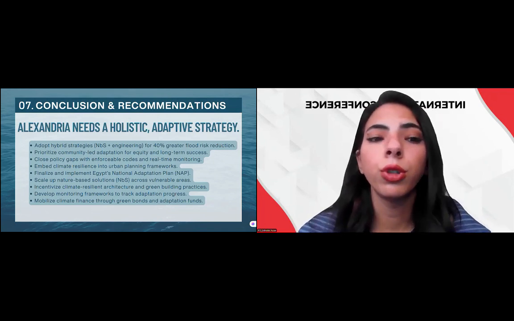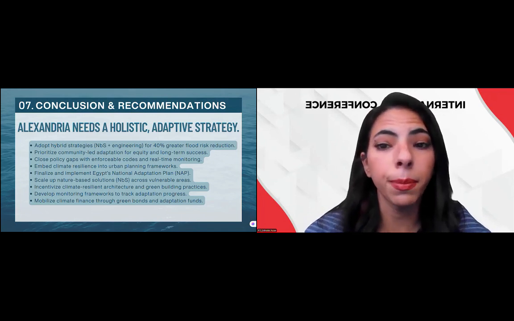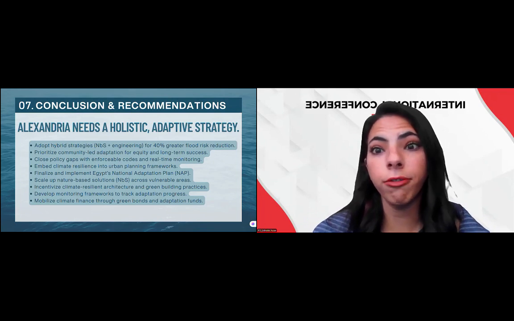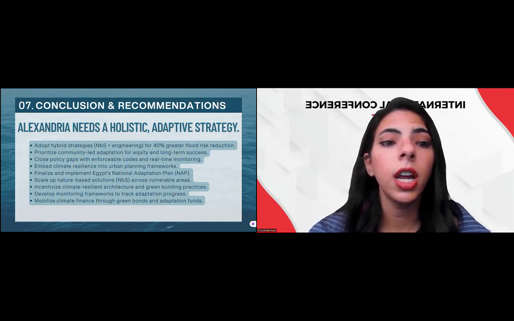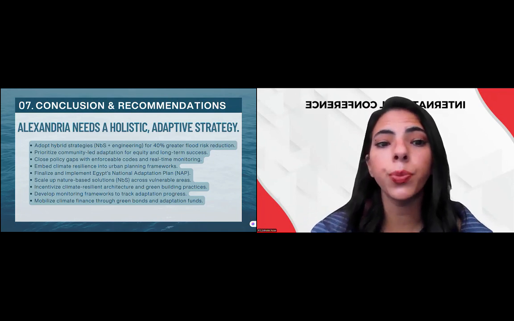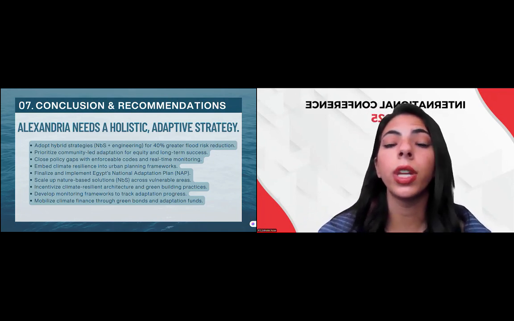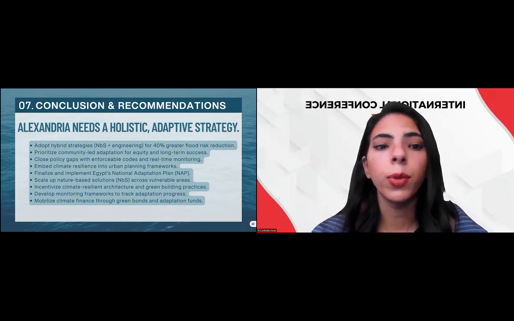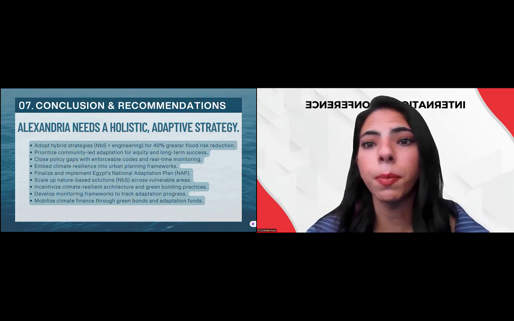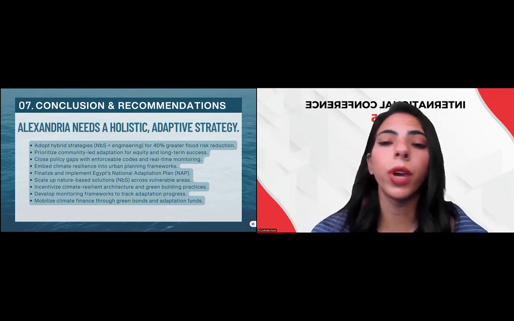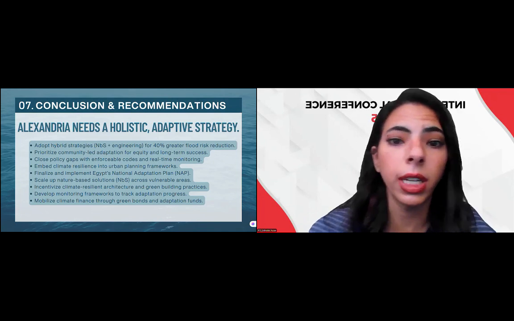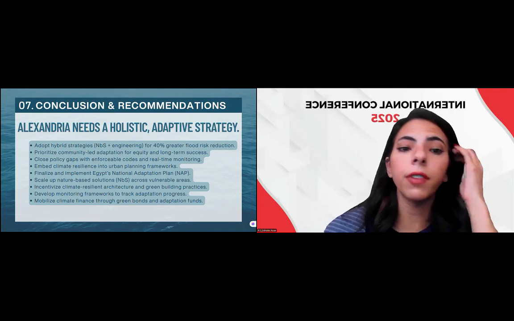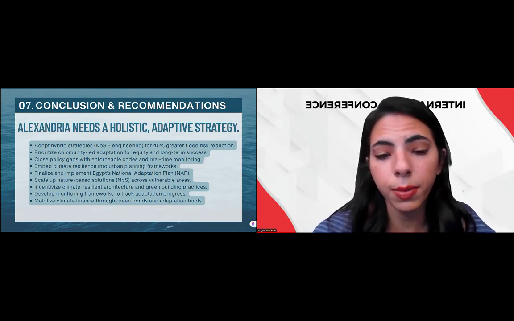So in conclusion, Alexandria needs a holistic adaptive strategy, and there are a set of recommendations that we can start implementing to achieve that, which is adopting hybrid strategies and prioritizing community-led adaptation. We need to close these policy gaps with enforceable codes and real-time monitoring. We could embed climate resilience into urban planning frameworks and rating systems. We have the Green Pyramid rating system. It could actually be a foundation for that incentive.